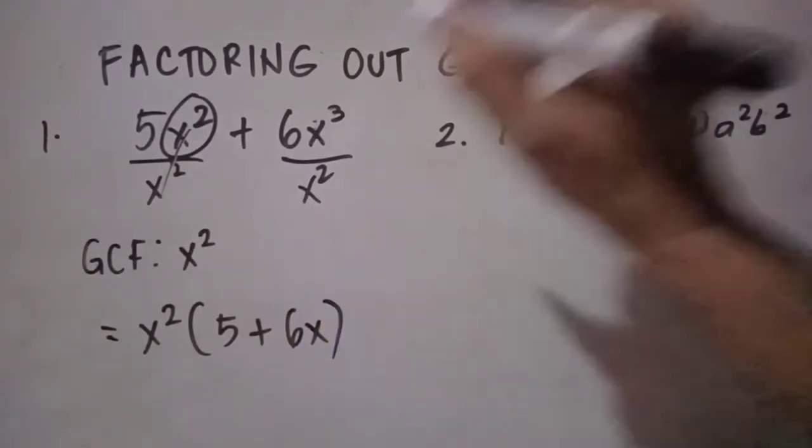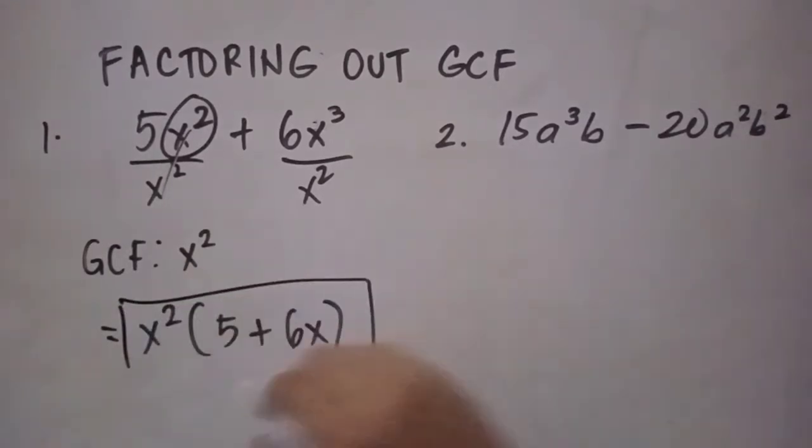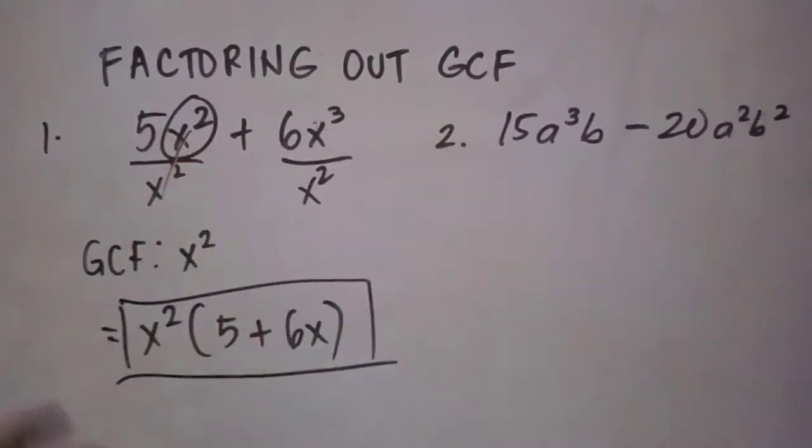And then, close. And, tignan natin ang nakuha natin. So, yung factors ay x squared times quantity 5 plus 6x. And this is the factored form of this expression na 5x squared plus 6x cubed. Okay? Ganun lang siya. Next, number 2.